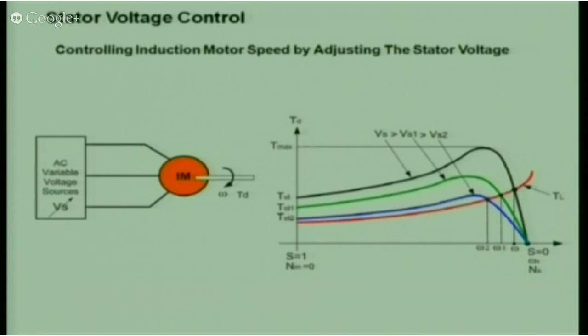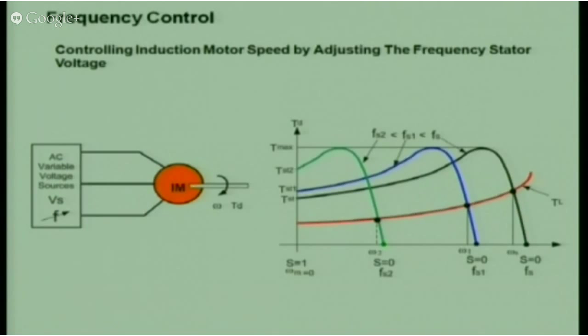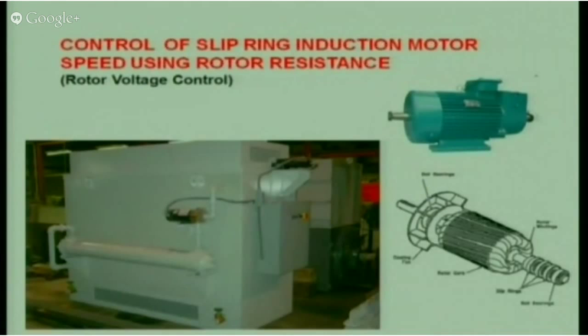So different speed-torque characteristics can be achieved, and naturally the speed can be adjusted at different values. Similarly, frequency. If I change the frequency, variable frequency, where earlier there was variable stator voltage, here we are varying frequency F. That will also change the speed, and the induction motor characteristic will also change: FS1, FS2, etc. Control of slip ring induction motor speed using rotor resistance.